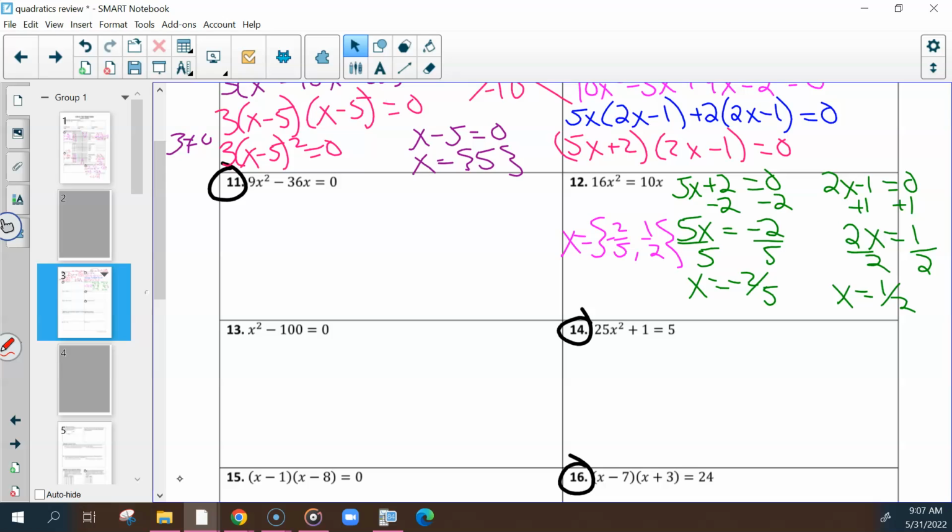Almost never happens. Yes, leave them as fractions.